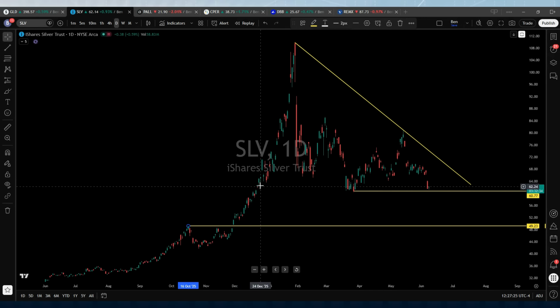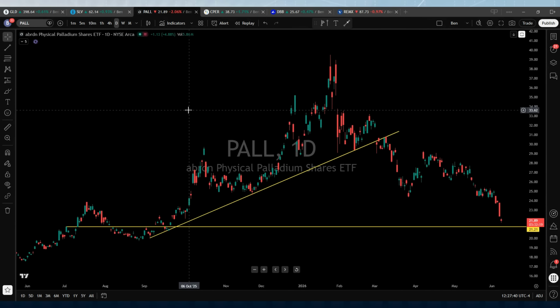There is going to be some support on the way down. You've got a gap right here, a little bit lower, gap right here, a little bit lower, and then a little bit of price consolidation. However, once this breaks in this downtrend on silver, this is where it's likely going to stop and get a pretty sizable bounce. Palladium is another stock or an ETF that we're checking out.